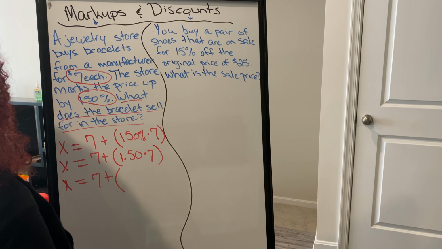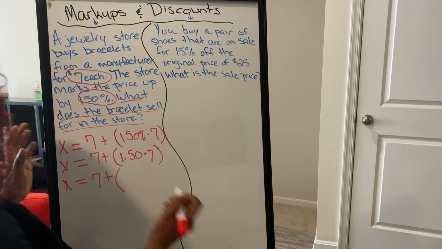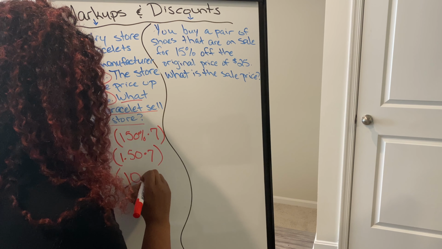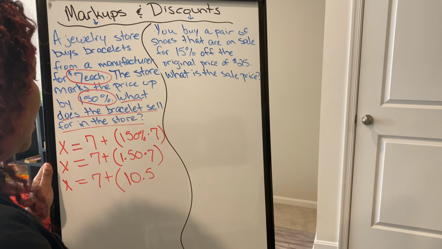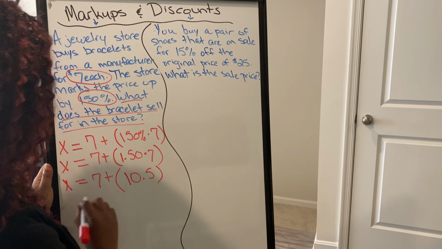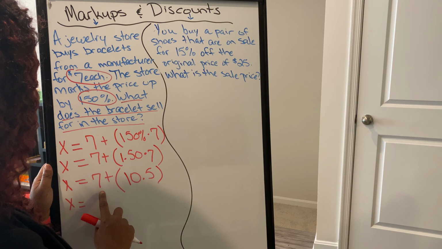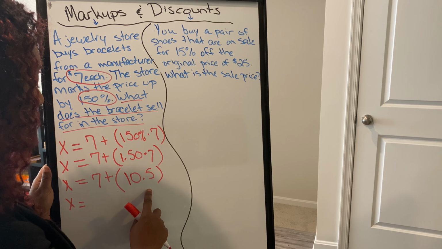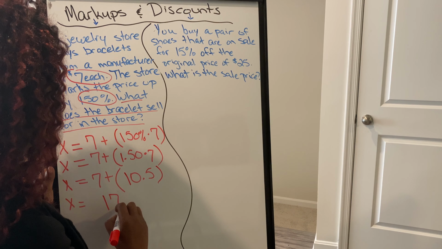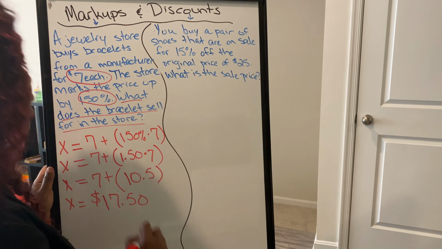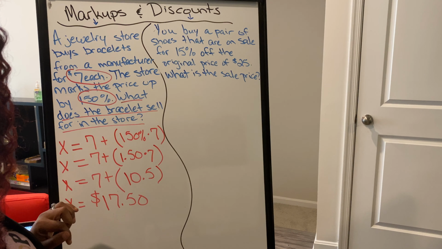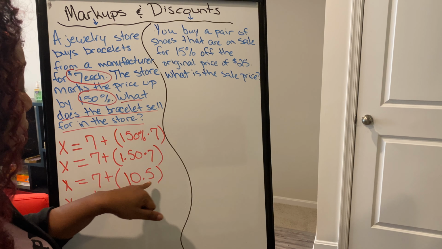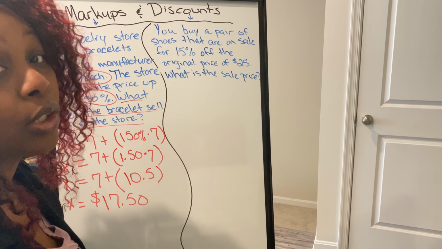Get the calculator. Okay. Yep. $10.50. That's how much it's going to mark up. So my final retail value is 7 plus $10.50, which is $17.50. That is what the consumer pays. So even though they bought them for $7 each, they are going to make $10.50 for every single bracelet that they sell you, the customer.